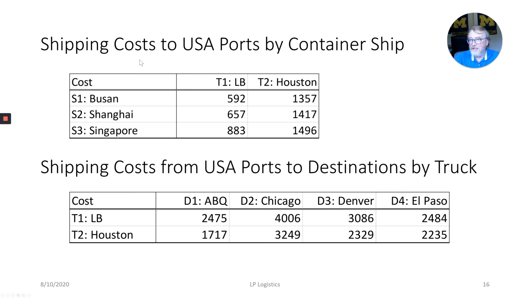All right, so here we have new cost functions because we have a Long Beach and a Houston, and this is just the cost from shipping from the different suppliers in Asia to the ports in the United States. I call them T1 and T2 for transshipment point 1 at Long Beach, transshipment point 2 for Houston. And then once they get into Long Beach or Houston, then they're shipped out to the cities in the United States by truck. So those are the costs broken down.